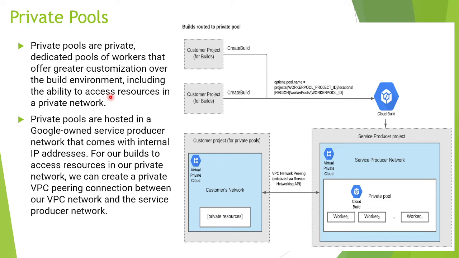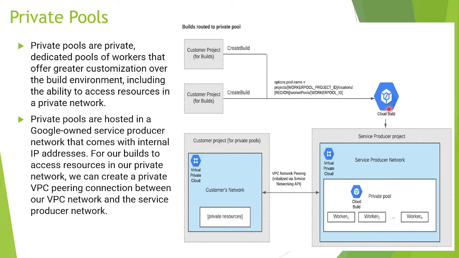Suppose before running your build, you want to access some private resources in your GCP, like some VM configuration or Cloud Storage. You want to access them, so you can use private pools. If you use default pools, we don't have access to our private resources.